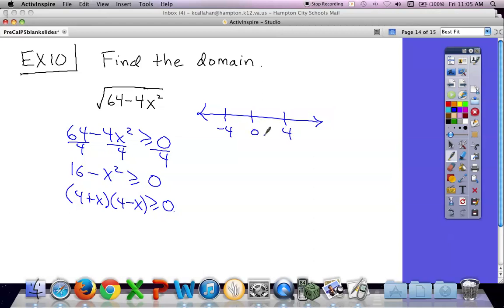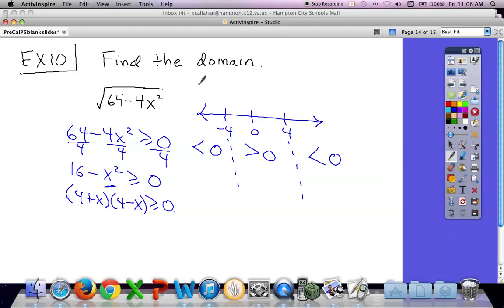Okay, so if we want to find when this expression is greater than or equal to 0, let's test 0 as being representative of the middle interval between negative 4 and 4. What do you get if you put in a 0 for x here? 16, which is greater than or equal to 0. So this thing is actually greater than 0 here, in between negative 4 and 4. And it would be less than 0 here and less than 0 there. But we wanted to know when is it greater than or equal to 0. So we're only interested in this middle interval here.